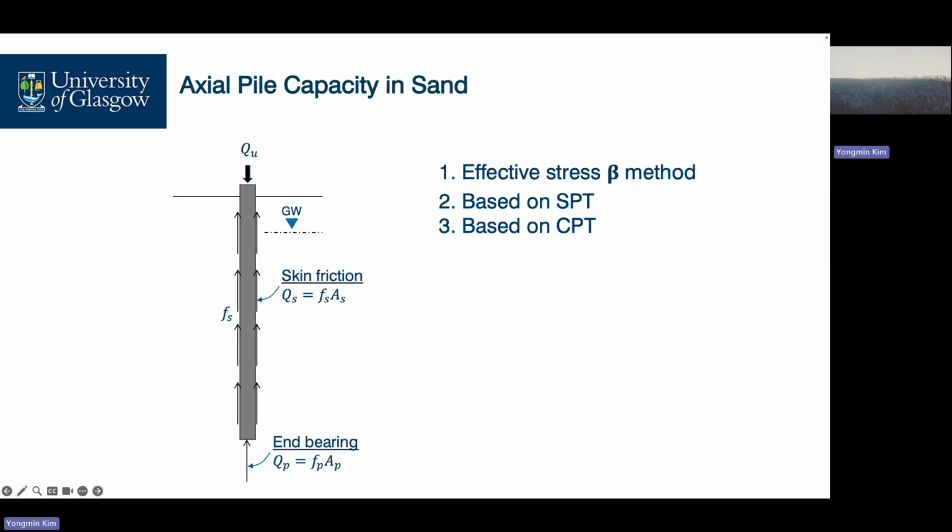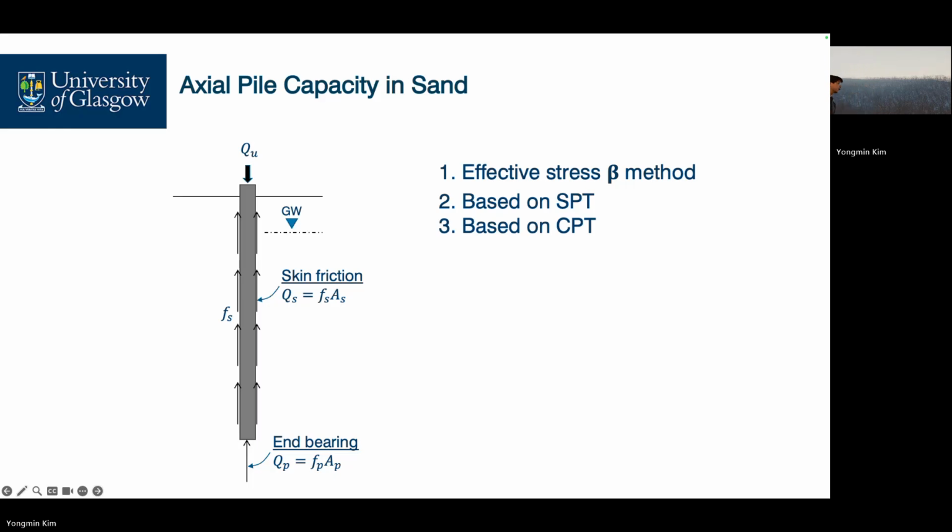Okay, in sand, we also have skin friction and bearing capacity. The summation of these two is the so-called ultimate bearing capacity. This bearing capacity can be determined by the effective stress beta method for sand, coarse materials, where water is able to drain out.